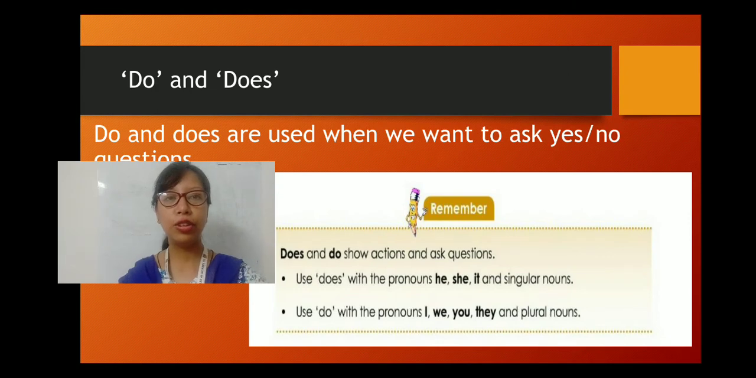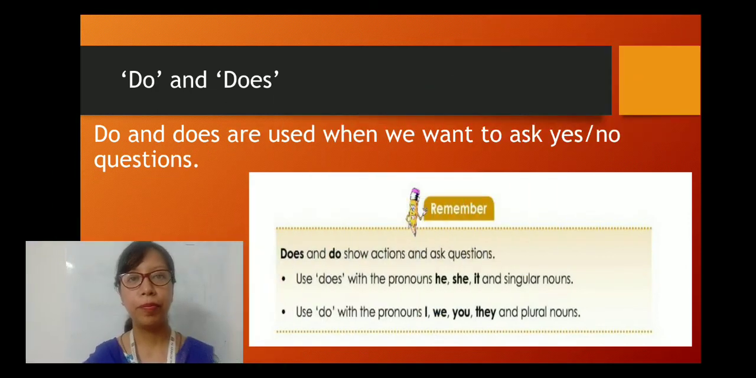Now let's come to do and does. Now when do we use do and does? So do and does are used when we want to ask yes or no questions. So when we are going to ask questions, we use do and does. Now let us read the uses of do and does from your book. Do and does show actions and ask questions. So they show actions as well as ask questions.